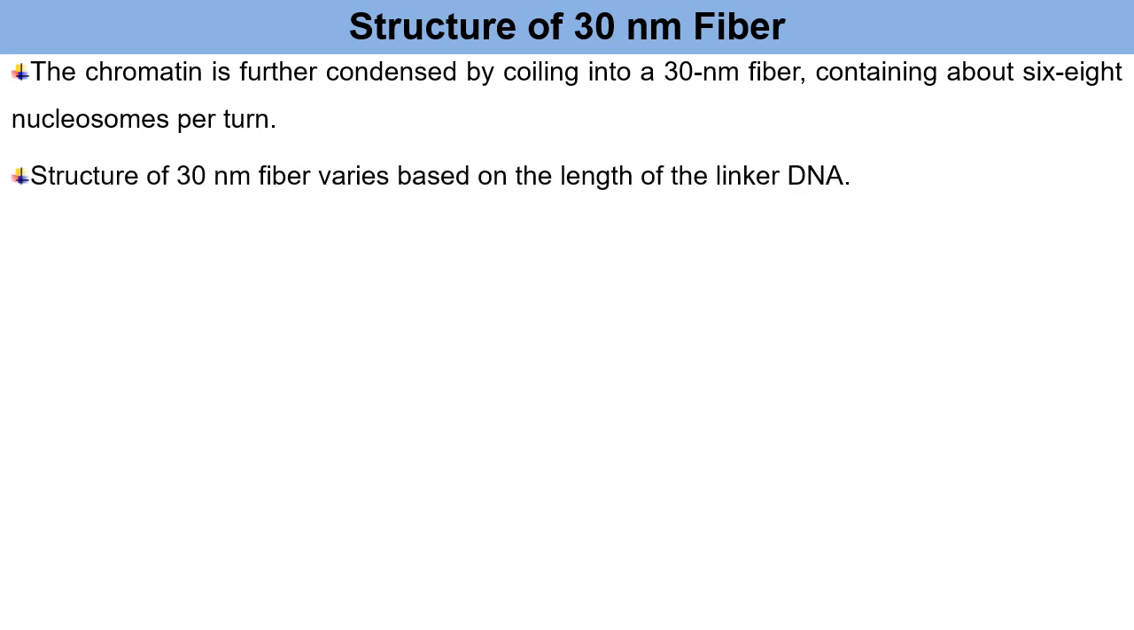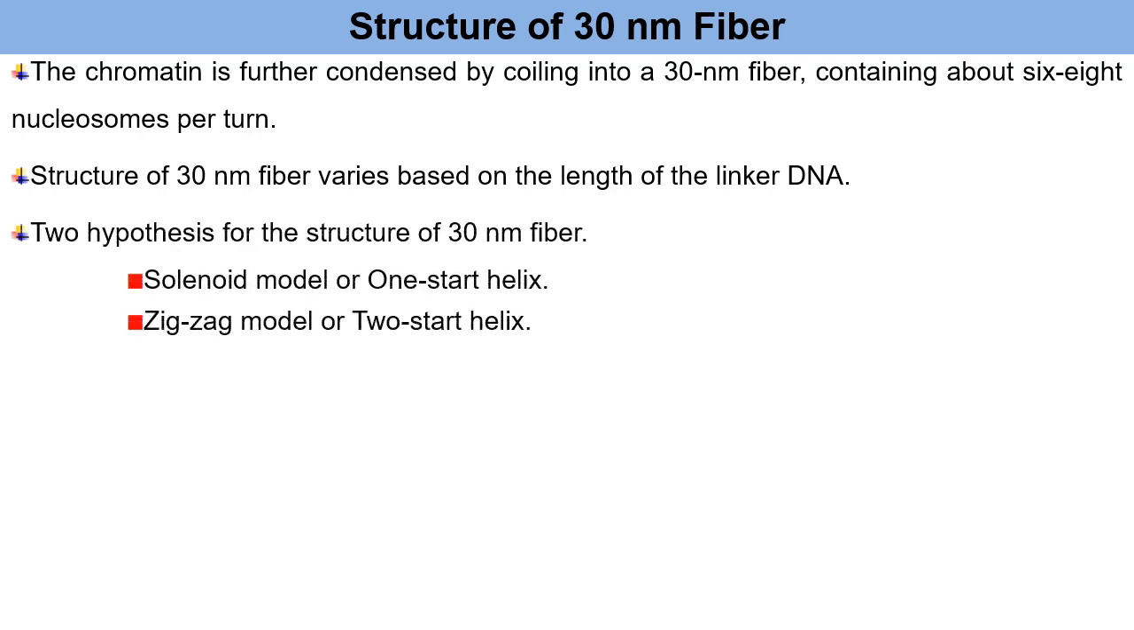Though the structure of the 30 nanometer fiber has not been fully determined, and it is still a matter of debate whether it is a dominant feature of the chromatin, it is suggested that the structure of the 30 nanometer fiber varies between species based on the length of the linker DNA to which the H1 histone binds. There are two hypothesized models for the organization of the 30 nanometer fiber: the solenoid model, also known as the one-start helix model, and the zigzag model, which is also known as the two-start helix model.